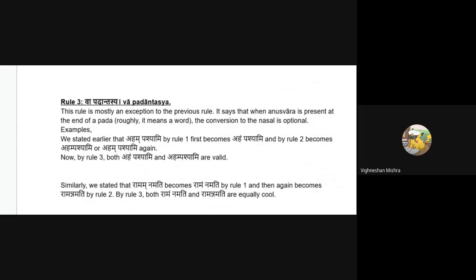Examples: we stated earlier that Aham Pashyami by rule 1 first becomes Aham Pashyami, and by rule 2 it becomes Aham Pashyami or Aham Pashyami again. Now, by rule 3, both Aham Pashyami and Aham Pashyami are valid. Both of these forms are valid. Similarly, we stated that Ramam Namati becomes Ramam Namati by rule 1 and then becomes Raman Namati by rule 2. By rule 3, both Ramam Namati and Raman Namati are equally valid in Sanskrit grammar.